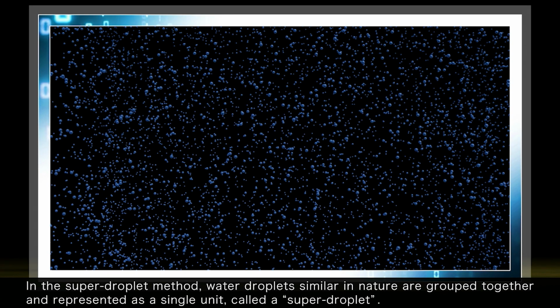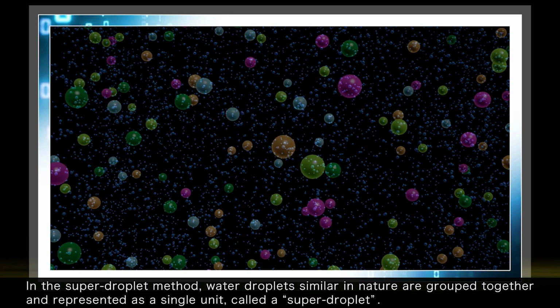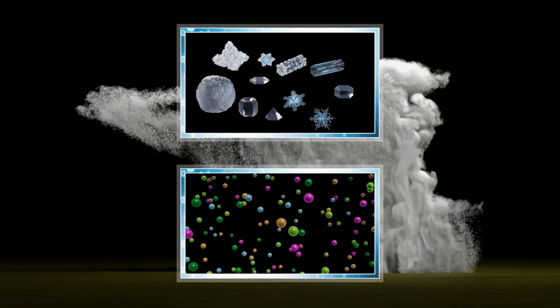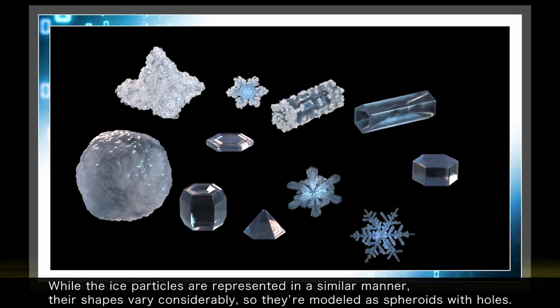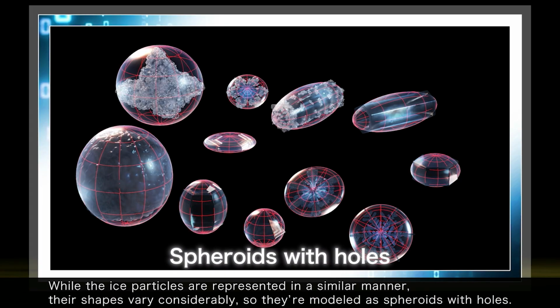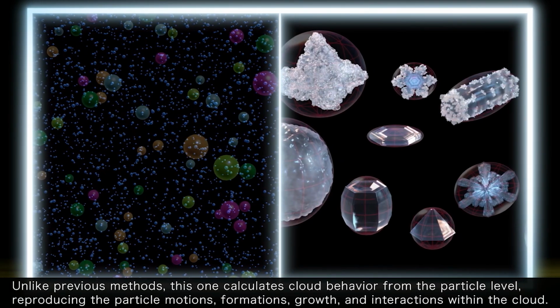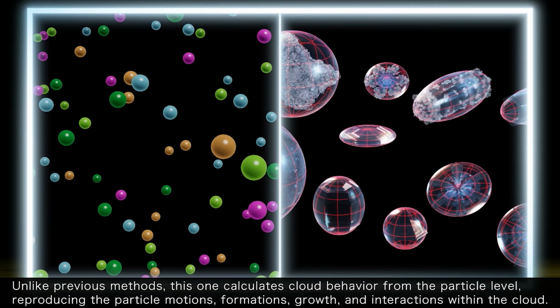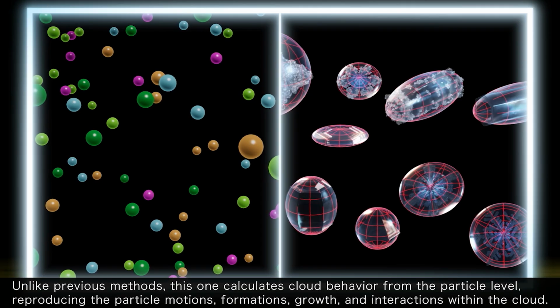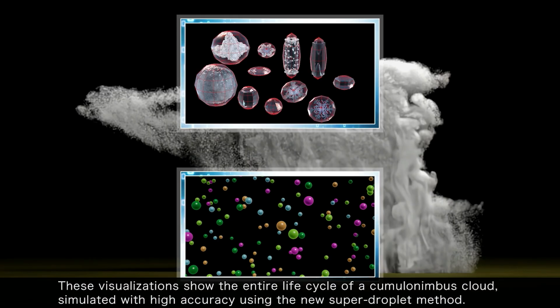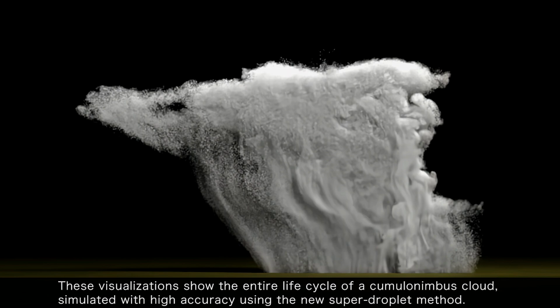In the superdroplet method, water droplets similar in nature are grouped together and represented as a single unit, called a superdroplet. While the ice particles are represented in a similar manner, their shapes vary considerably, so they're modeled as spheroids with holes. Unlike previous methods, this one calculates cloud behavior from the particle level, reproducing the particle motions, formations, growth, and interactions within the cloud. These visualizations show the entire life cycle of a cumulonimbus cloud, simulated with high accuracy using the new superdroplet method.